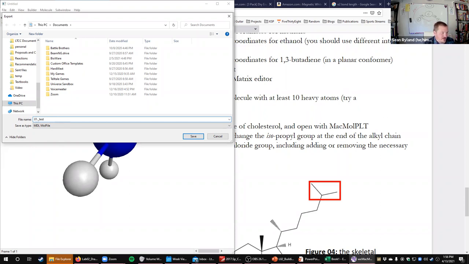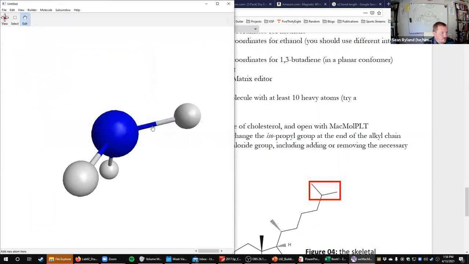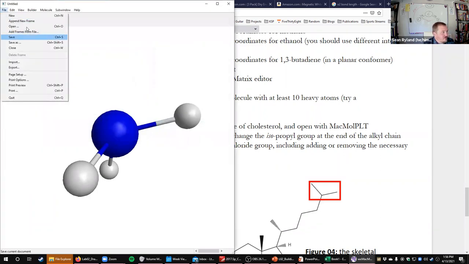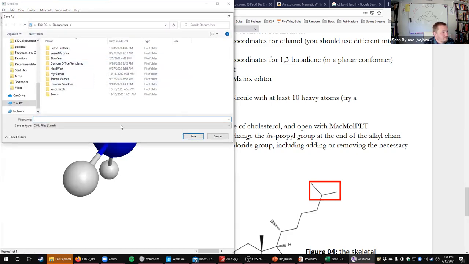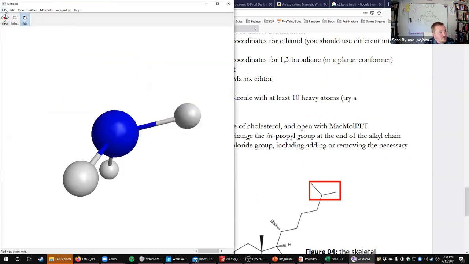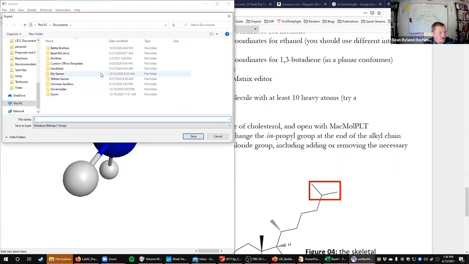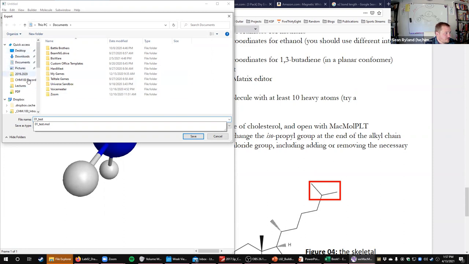So if I saved it as 01 test, wherever, I didn't actually look where I just saved it. You can't just hit save though, because save tries to save the configuration here. You actually have to hit export. So we'll do 01 test again, and I'll put it on my desktop.